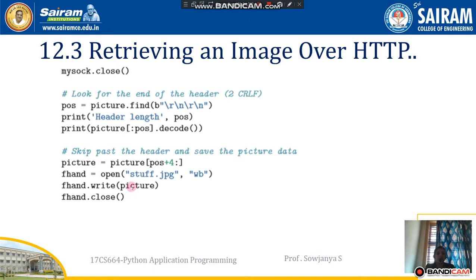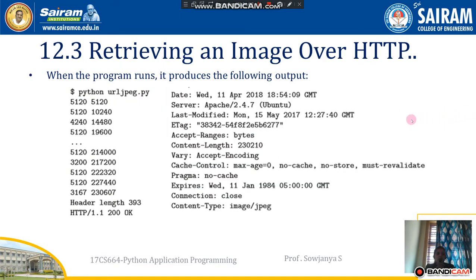We have fhand equals open stuff.jpg, so the stuff.jpg image should be retrieved. Then write that particular picture and close. This is how we write the code to retrieve an image. When you run this particular program, this is the output we are going to display.